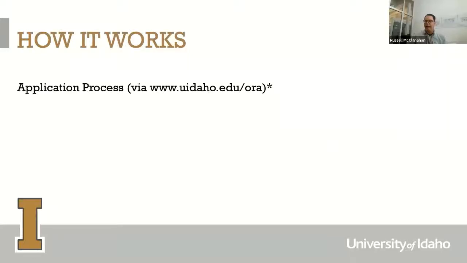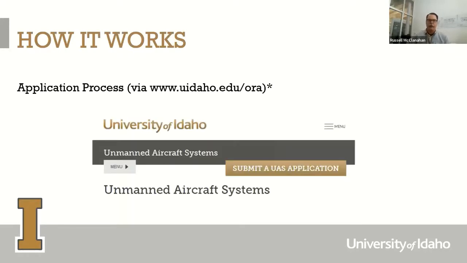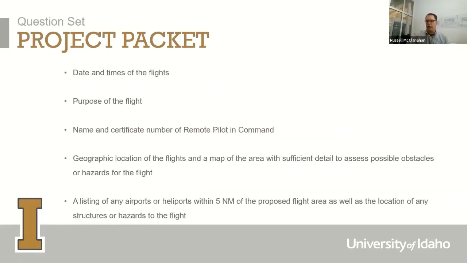All right, now, how's the process go to get approval to do flights? If you go to the Office of Research Assurances, the ORA office, this is their website here, and you go under the UAS tab in the Office of Research, you'll see a Submit UAS Application. You just click on this, and there's a quite long form, a packet you want to fill out.